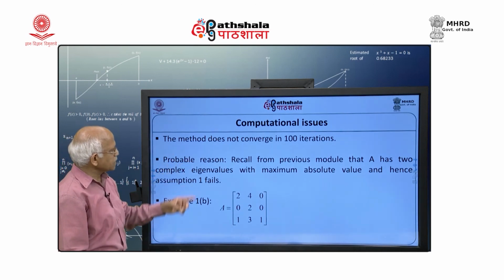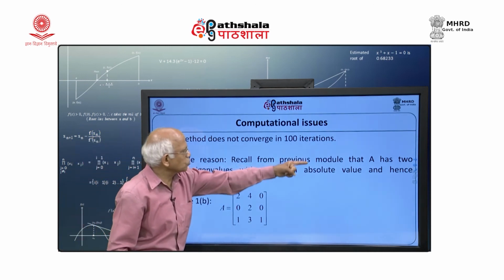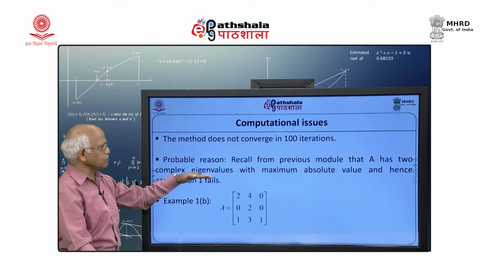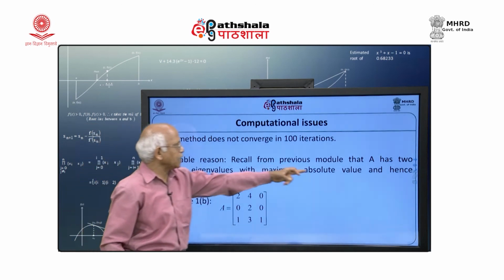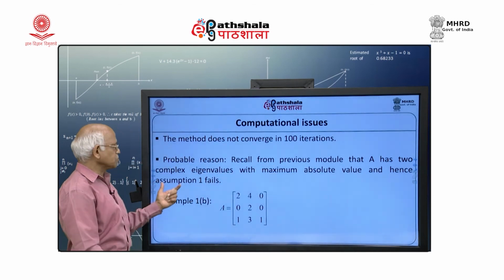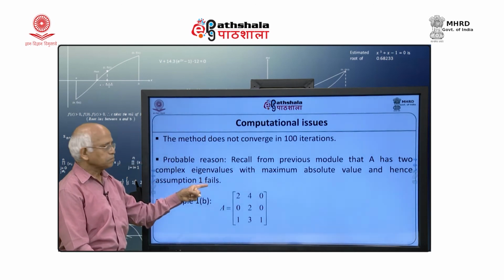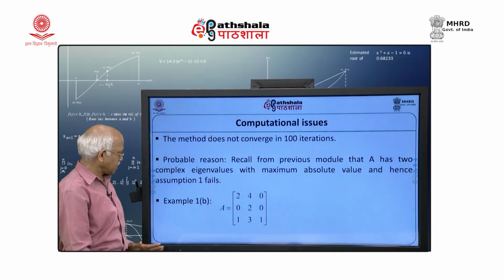The probable reason is, recall from the previous module that A has two complex eigenvalues with maximum absolute value, and hence assumption number 1 in the power method fails, and therefore this is happening.